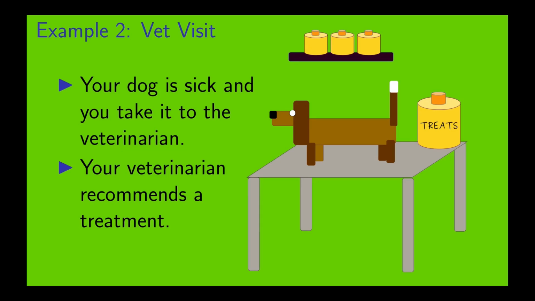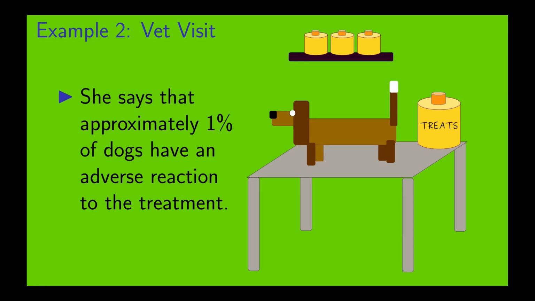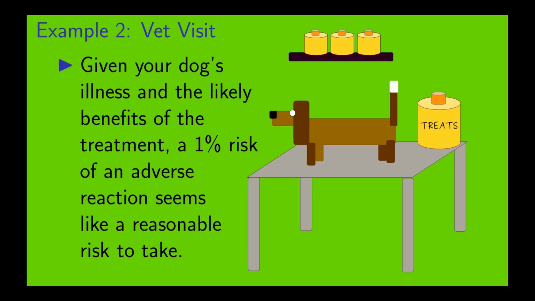Okay, example 2. Your dog is sick and you take it to the veterinarian. Your veterinarian recommends a treatment. She says that approximately 1% of dogs have an adverse reaction to the treatment. Given your dog's illness and the likely benefits of the treatment, a 1% risk of an adverse reaction seems like a reasonable risk to take.